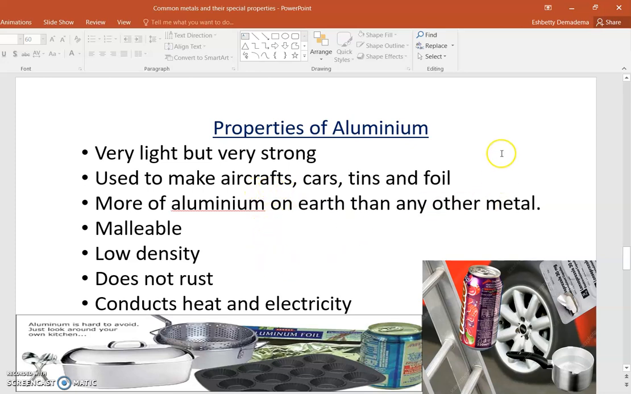It doesn't rust. Take your foil, for example, from the kitchen. You drop it in water, leave it in there. You'll find that there's no rust that accumulates there. So these are some of the products that are made out of aluminium. And I'm sure you've got most of these in your kitchen, and you've got most of those maybe in your garage and in other places. Alright. So, those are some of the most important properties of some common metals that we find in South Africa.